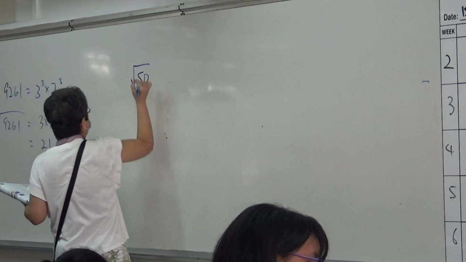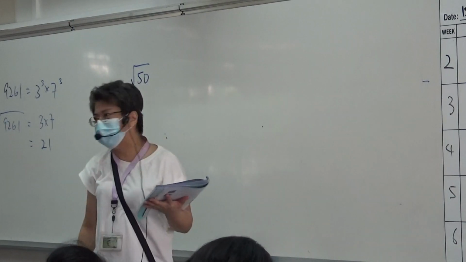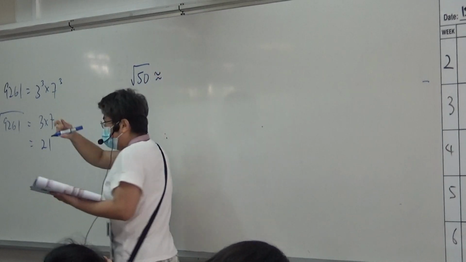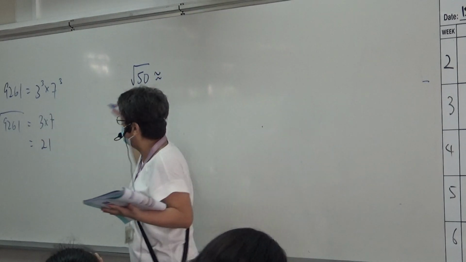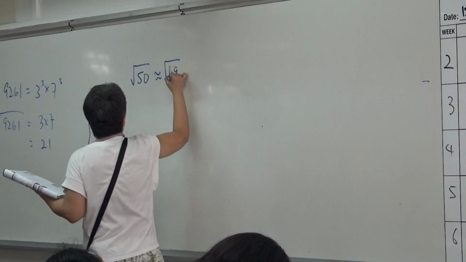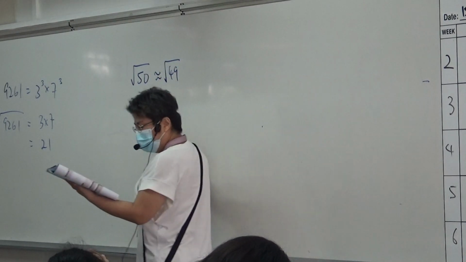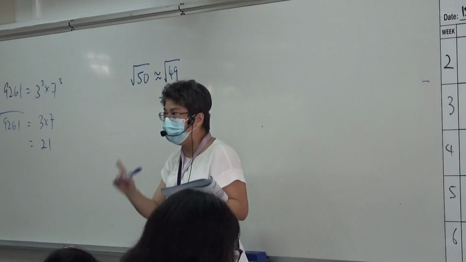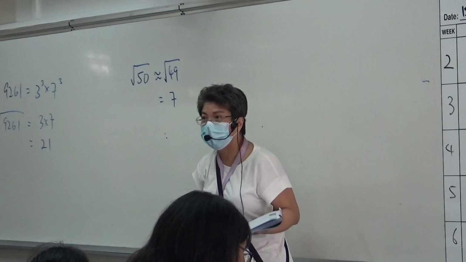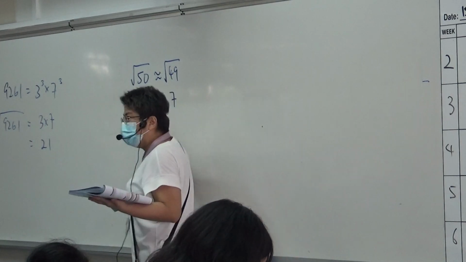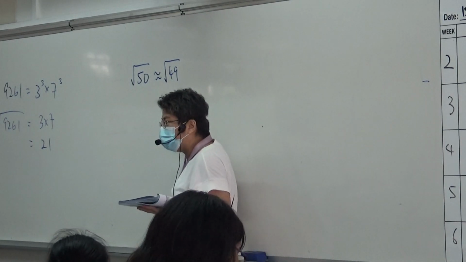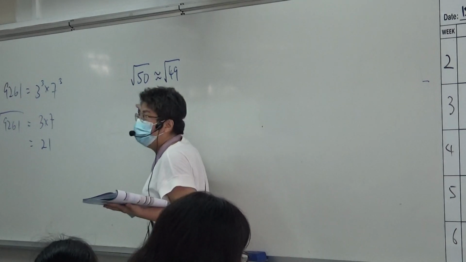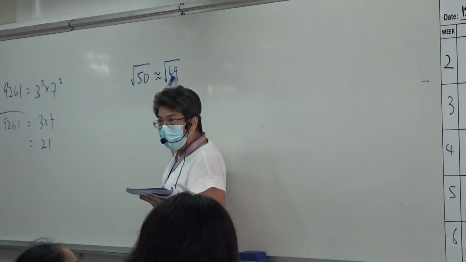Do you agree square root of 50 is not a perfect square? But this will be approximately square root of 49, right? Roughly, right? So this will be around 7, right? Okay, but I want to tell you something extra. Do you think square root of 50 is more than or less than 7? More than, right? Because this is 50 now, and 49 is less.